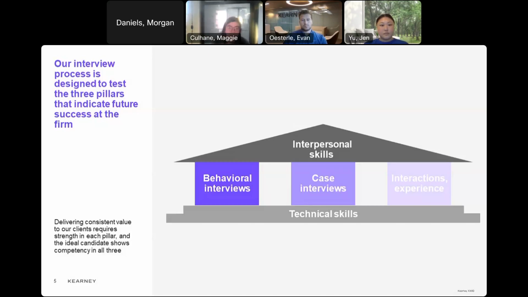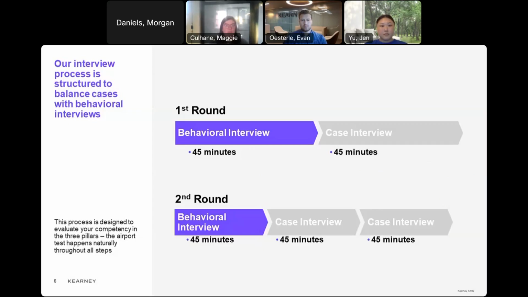So as we're trying to assess those skills, we use 3 different levers, and each one is testing both of them at the same time, but to different degrees. So we've got behavioral interviews, we have case interviews, and then the third column is interactions and experiences. You can think of this as your resume, for example, and where you're from and where you've worked in the past. I think we can go to the next page and talk more about what the behavioral interview is.